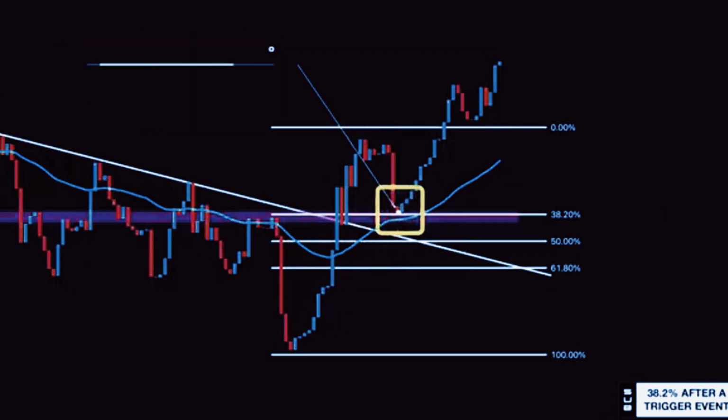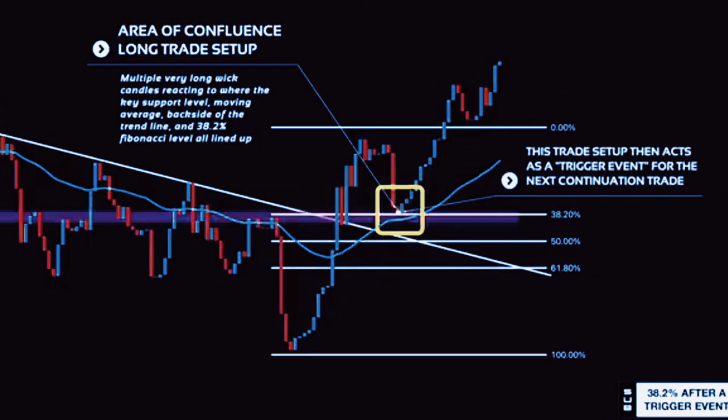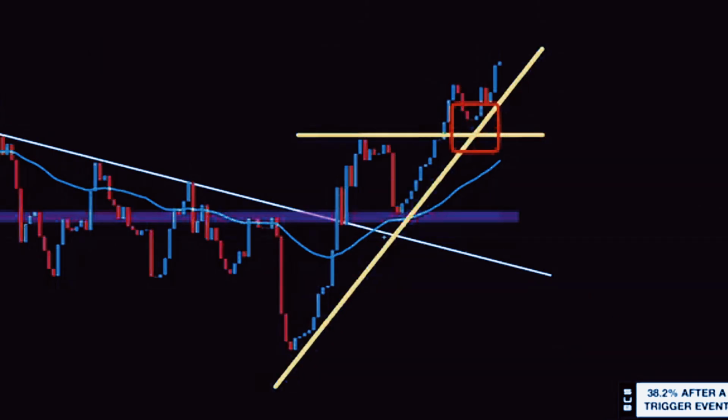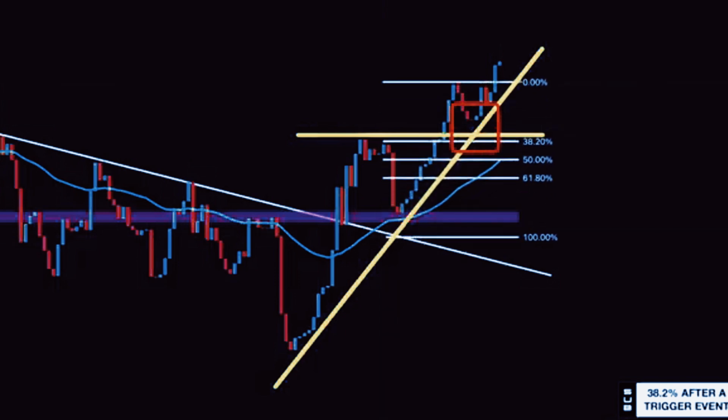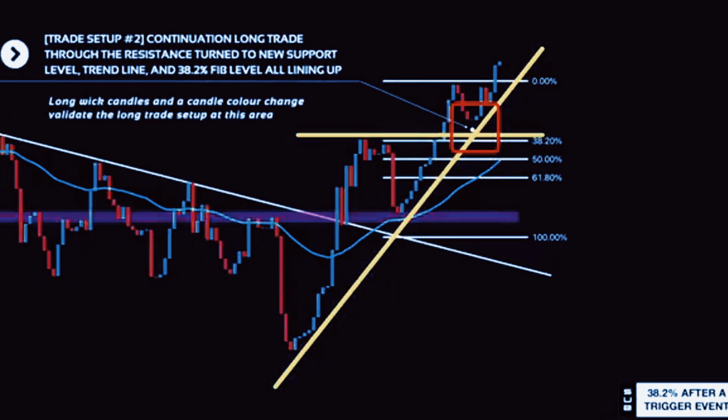This here is your area of confluence trade setup, where you had multiple very long wick candles reacting to where the moving average, support level, backside of the trend line, and 38.2% fib level all crossed. Now this trade setup then acts as your trigger event for your second trade setup here, where the new support level, trend line, and 38.2% fib level all crossed. You had a long wick candle and candle color change right at the area of confluence and presented a long continuation trade. Now, moving on to the next topic.